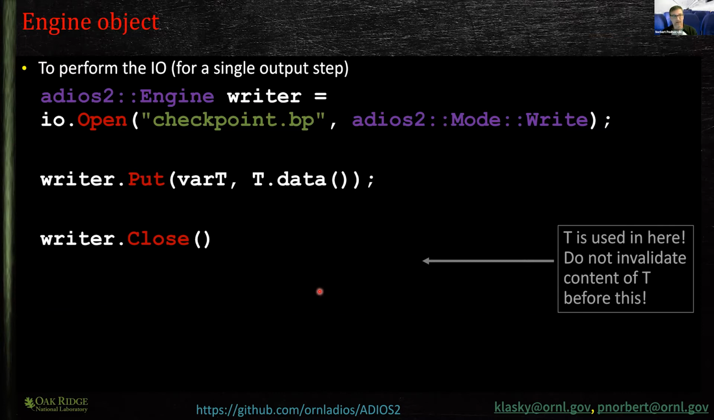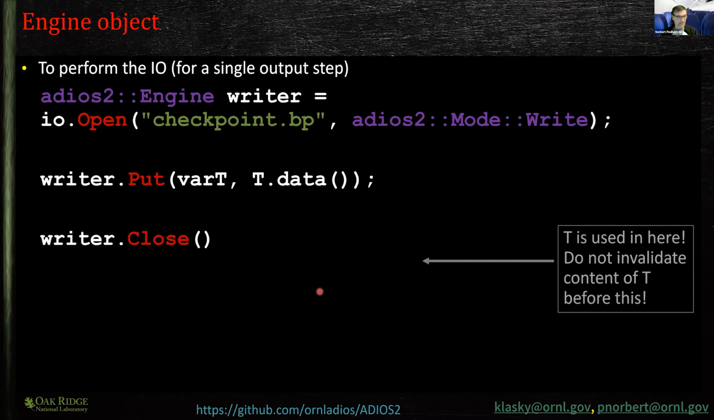Okay, so how do you write? If you just want to write a checkpoint, for example, you create an engine, say, and you give a name. The checkpoint.bp becomes a file name if that engine is a file-based engine. It becomes something else, the name of the stream, if it's a streaming engine. But for checkpoint, usually you use a file-based engine. You open this for write mode, and then you call put for all the variables that were defined.